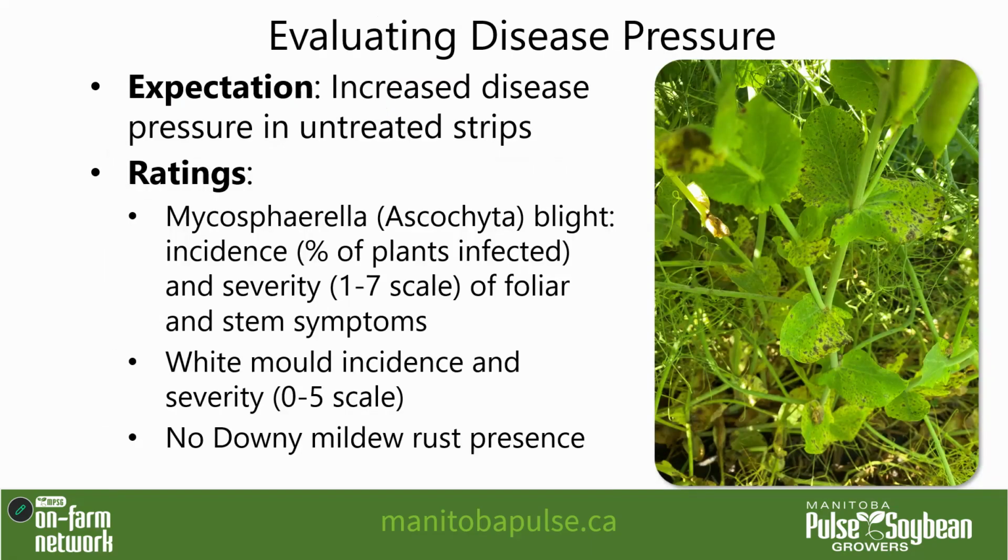Disease pressure was evaluated 10 to 14 days after the fungicide or biostimulant applications in every strip of each trial. Incidence and severity ratings are taken for Ascochyta blight, both foliar and stem infections, and on white mold. Downy mildew and rust are also noted if present, but in 2025 there was nothing substantial to report for downy mildew, rust, and white mold. So we're just going to be looking at Ascochyta blight.